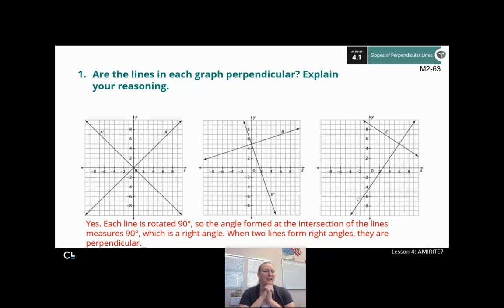Yes, they're perpendicular. Each line is rotated 90 degrees, so the angle formed at the intersection of our lines measures 90 degrees, which is a right angle. And when two lines form right angles, they are perpendicular. Yes, these guys are totally perpendicular. Of course they are. You're not surprised by this at all.